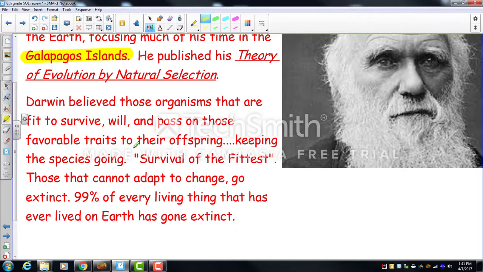So if they have really well-adapted bodies or well-adapted environments, if they are fit enough to survive in their environment, they will keep on surviving, and they will live long enough to pass on those good traits to their babies, and so on and so on. And we sort of call this survival of the fittest. Those that cannot adapt to the change, they have gone extinct. A little fun fact is that 99% of everything that's ever lived on Earth has already gone extinct.